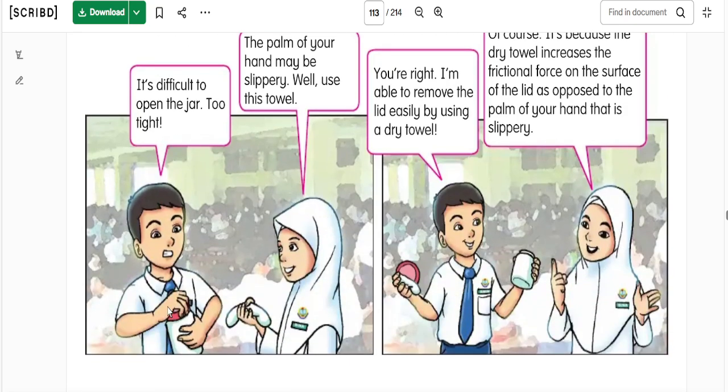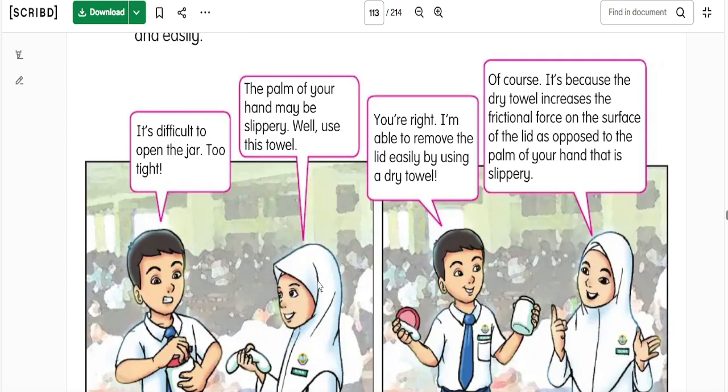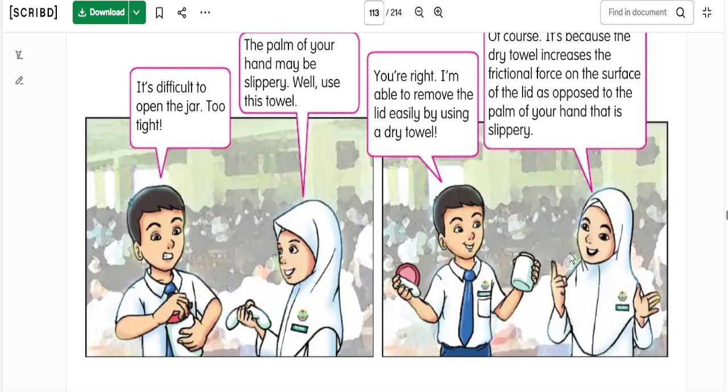Like this guy is opening this jar, but it is too tight, so he's not able to open it. So this girl gives him the towel. Because his hands are very slippery, the friction is less and he is not able to open it. But when he uses this towel, he is able to remove the lid easily, because the towel increases the frictional force on the surface of the lid, as opposed to the palm of your hand, which is slippery. So by increasing frictional force, he is able to open it, right? So how did they increase the frictional force?